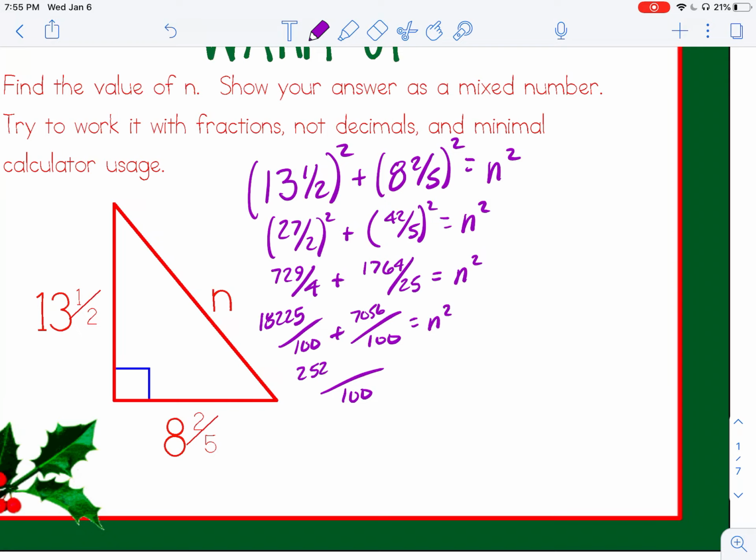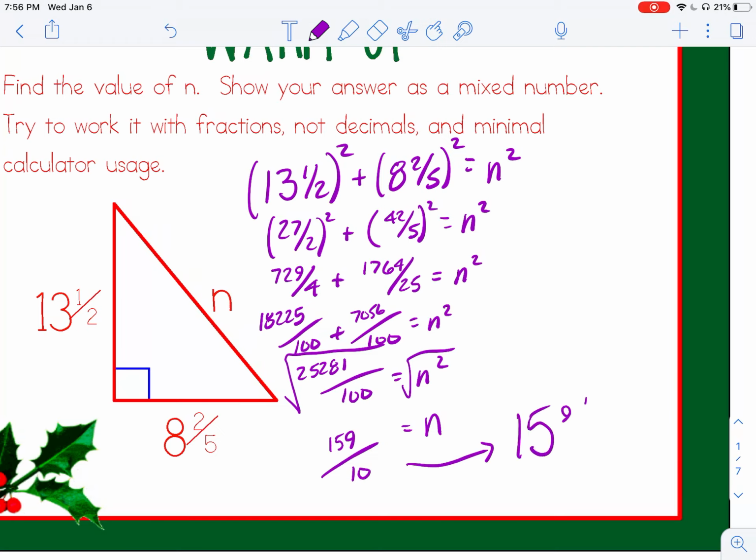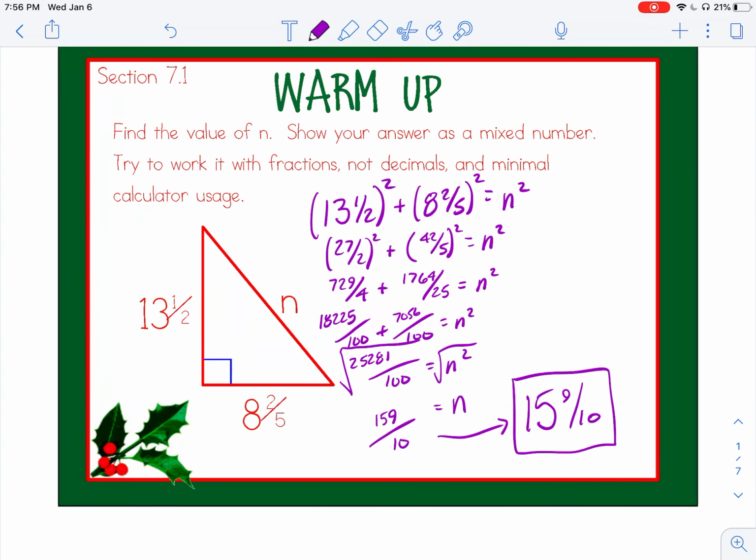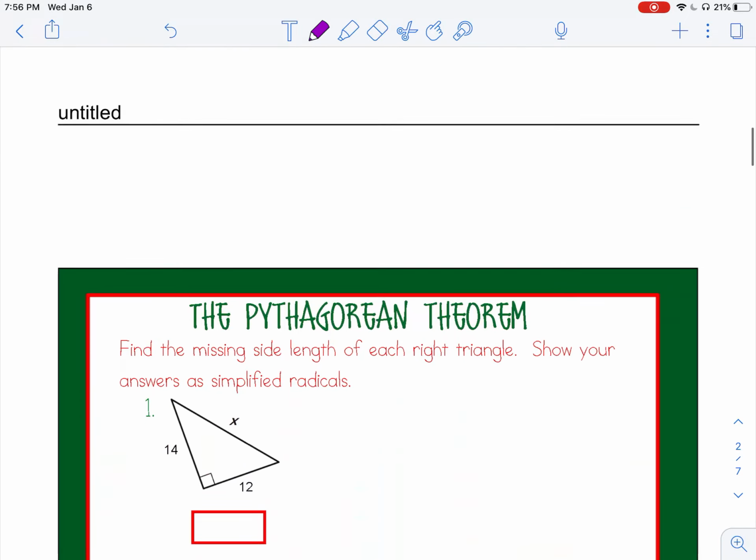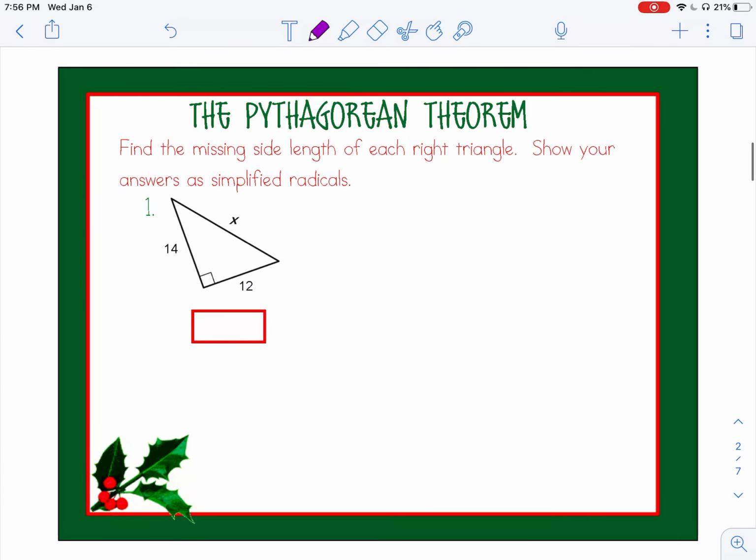and you get 25,281. And of course, we don't want n squared, we want n, so we have to do that, which means we do this. And the square root of 25,281 happens to be 159. And then just change that back to a mixed number. 15 and 9/10 is your answer. All right. Again, Pythagorean theorem is something I know you've seen before, so we're going to go through these pretty quickly.